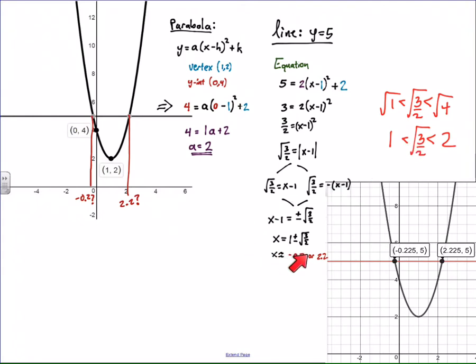maybe 1.2 or so. So as you can see, if you take the number 1 and you add approximately 1.2, you get about 2.2. And if you take the number 1 and you subtract approximately 1.2, you get negative 0.2. So it all checks out.